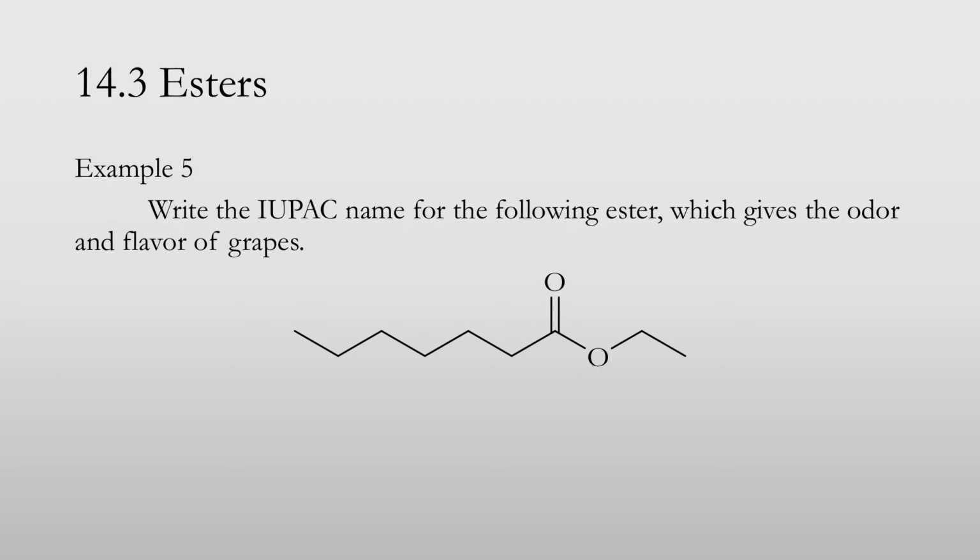Example 5 here, write the IUPAC name for the following ester which gives the odor and flavor of grapes. So on the right we have 1 and 2 carbons, so this comes from ethanol, so this will be ethyl. And then on the left side we've got 1, 2, 3, 4, 5, 6, 7 carbons, so it'll be ethyl heptanoate.